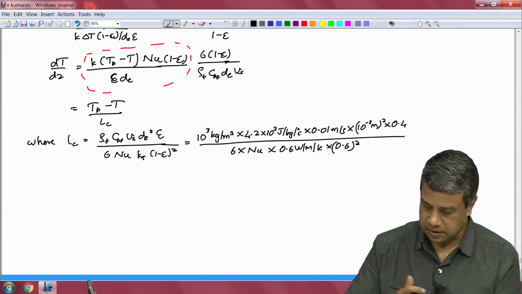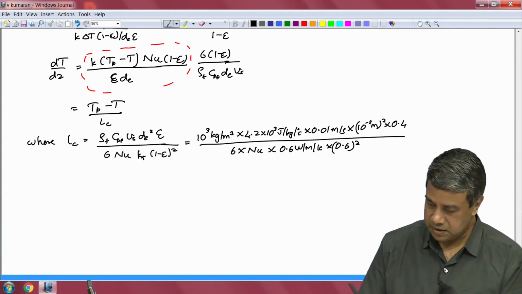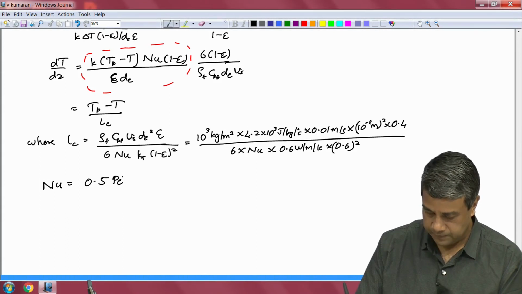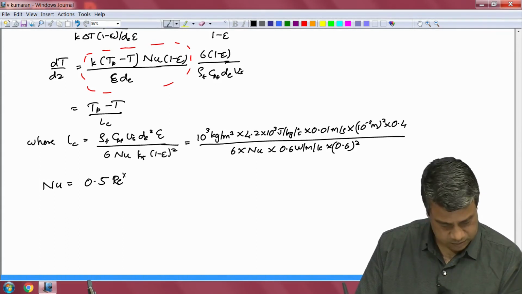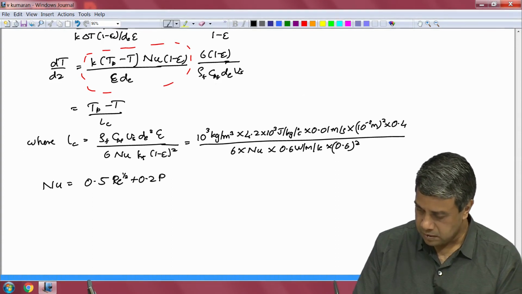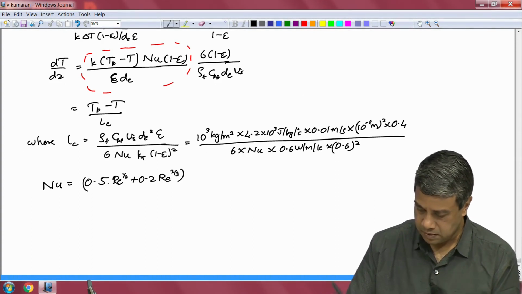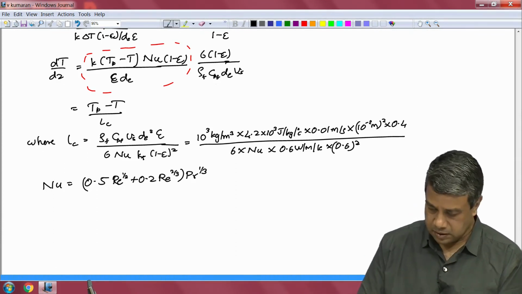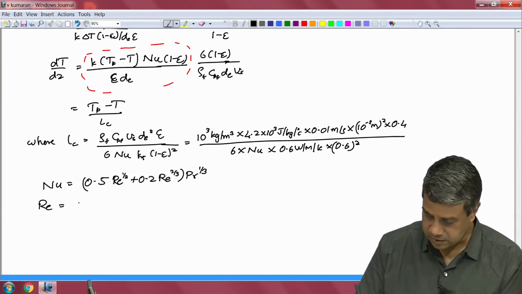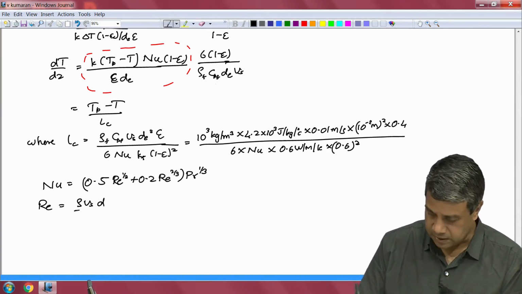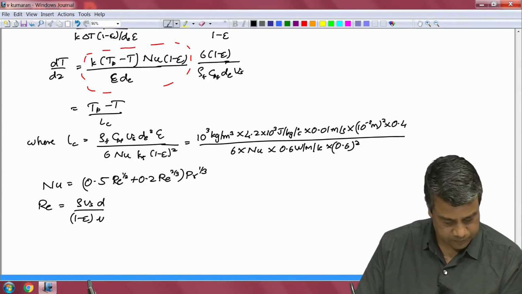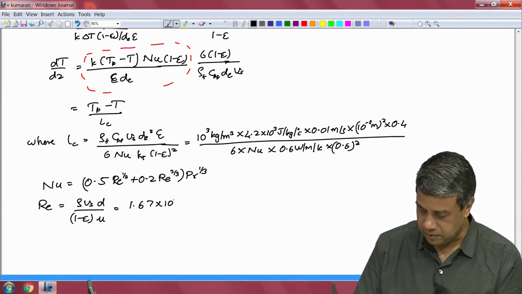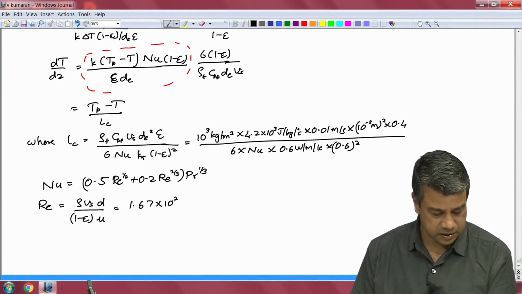The Nusselt number has to be calculated from a correlation. The correlation that we will use is that the Nusselt number is equal to the Whitaker correlation into Pr power 1/3. The Reynolds number for a packed bed was defined as rho Vs d by 1 minus epsilon into mu, which is 1.67 into 10 power 2. So, the Reynolds number is approximately 167.